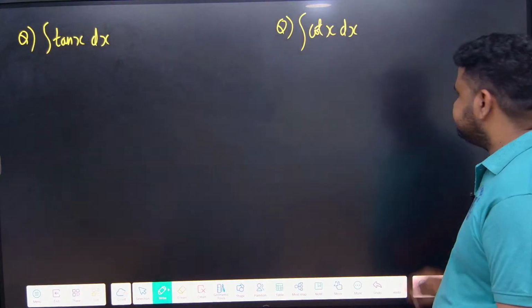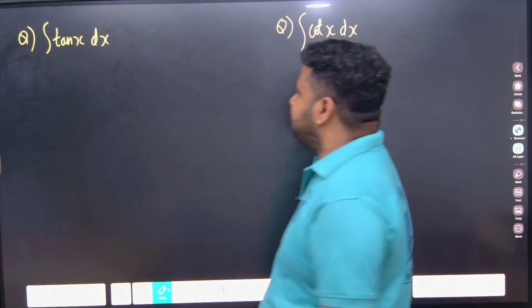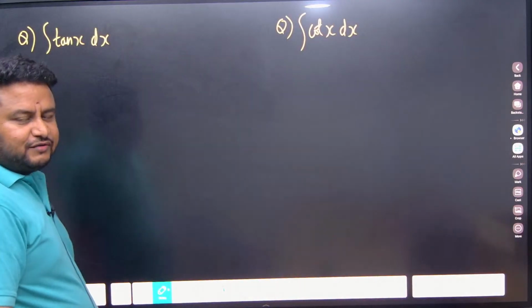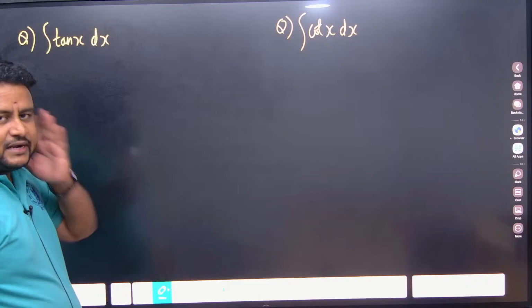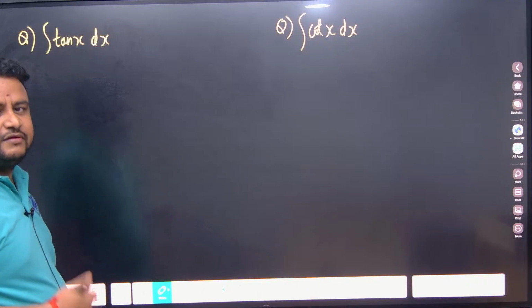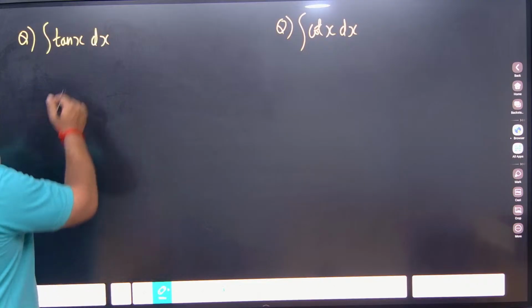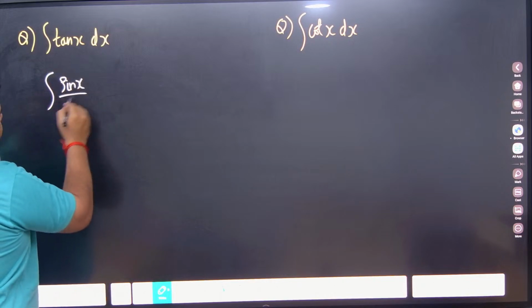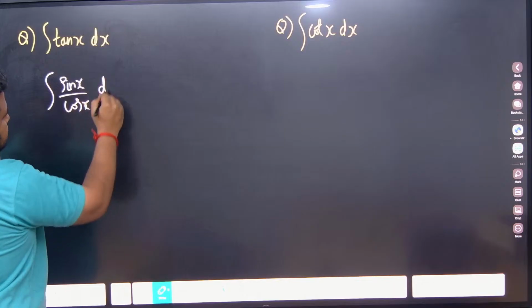Now look at this. We are given the integral of tan x dx. Directly I could have given the formula. Of course there is a formula, but let us see how it comes, as that will help you solve many other questions. Tan x dx means I can write it as the integral of sin x by cos x dx.